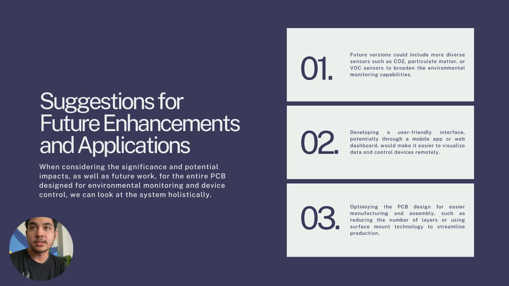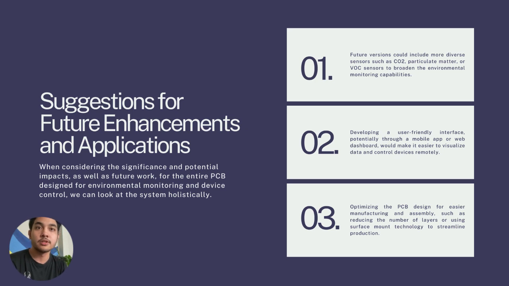So these are the suggestions for future enhancement and application. When considering the significance and the potential impact as well as the future work for the entire PCB design for environmental monitoring and device control, we can look at the system holistically. The first one is that future versions could include more diverse sensors such as CO2, particulate matter, or VOC sensors to broaden the environmental monitoring capabilities.